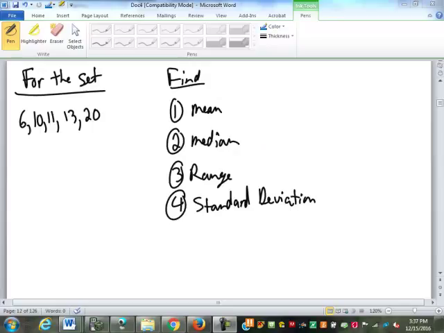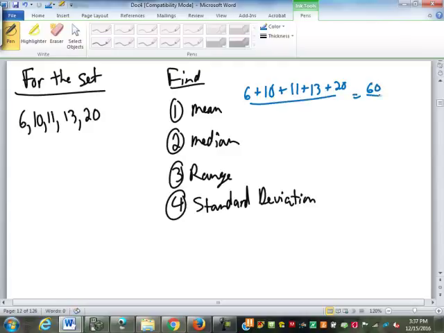Okay, so to find the mean, what do we have to do? We add them up. So 6 plus 10 is 16, plus 11 is 27, plus 13 is 40, plus 20 is 60, divided by how many are there? And there's 5 of them. Gives us a mean of 12.